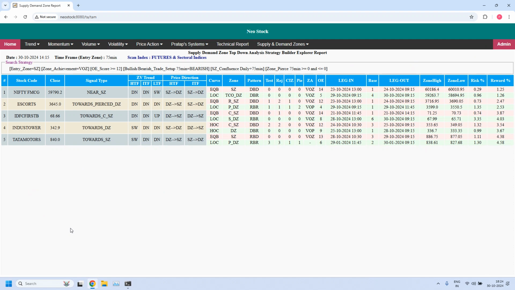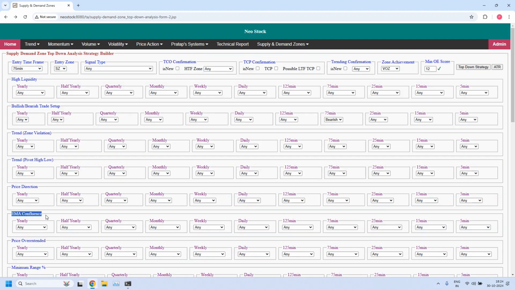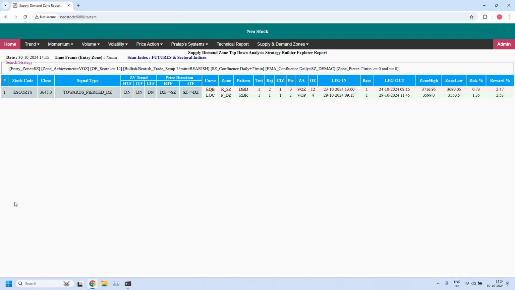Because the 75 minute supply zone is part of the daily supply zone, and if the daily supply zone is having EMA confluence, daily EMA confluence, there are even more high probability setup supported stocks. So in the daily time frame, daily supply zone with daily EMA confluence, because the 75 minute supply zone is part of the daily supply zone. One stock is filtered. This supply zone is a high probability setup supported stock.